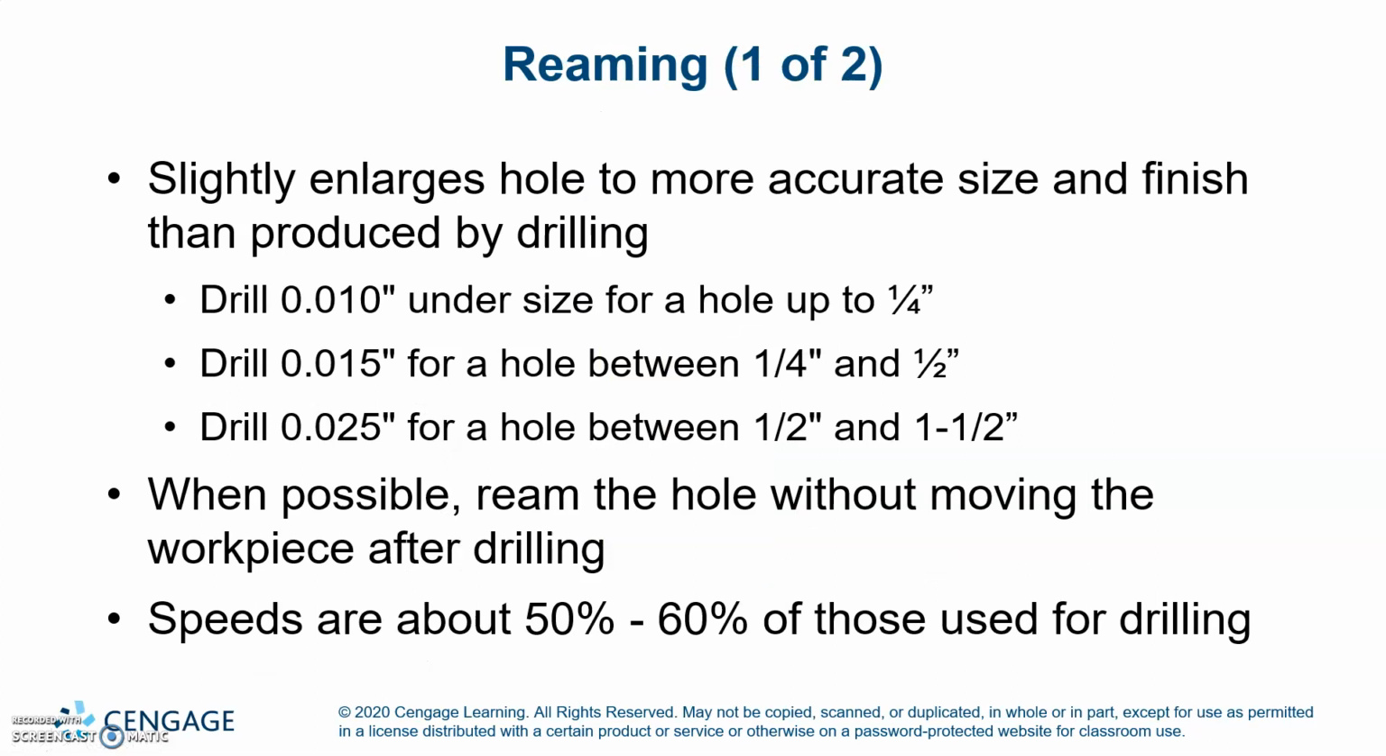Reaming slightly enlarges a hole to more accurate sizes and finish than producing it by drilling. So drill 10 thou undersize for a hole up to 1/4 inch. Drill 15 thou undersize for a hole between 1/4 and 1/2 inch, and drill 25 thou undersize for a hole between 1/2 and 1.5 inches. So 10 thou small for 1/4, 15 thou smaller for 1/4 to 1/2, and 25 thou smaller between 1/2 and 1.5.